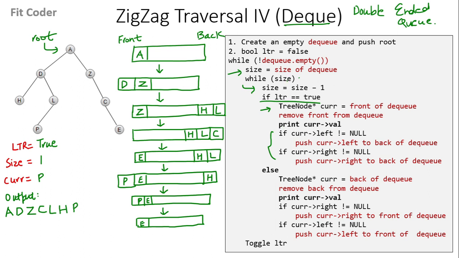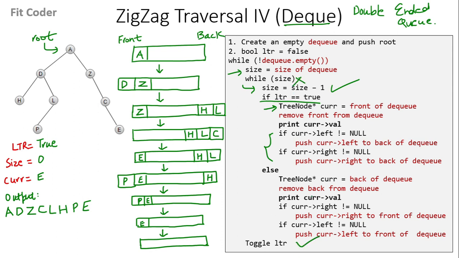In the next iteration, we again check size, we decrement the value of size, so size becomes 0. We check if LTR is true, then current becomes equal to front of deque, which is E. We remove front of deque, so the deque is now empty. We print the value of current, so we print E, and then we check left and right of E. Both left and right of E are null, so these two if conditions are false. Then we again check while size, so size is now 0, this while loop terminates.